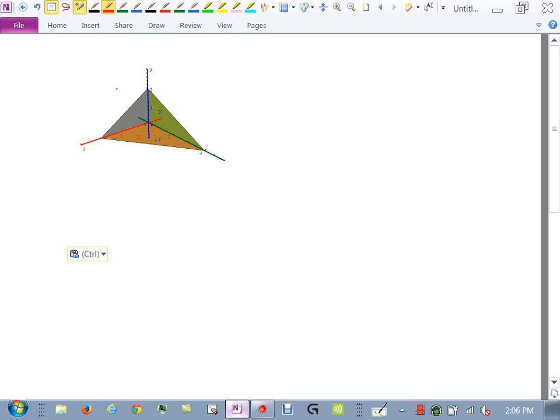Let's call this back side over here S1, surface 1. Let's call the back side over here surface 2. Let's call the bottom side here S3. And let's call the front side here S4. Red, green, blue again, right? X, Y, Z. Let's start with S1.